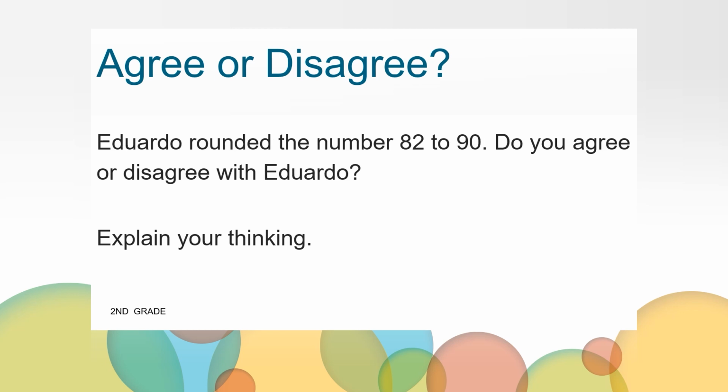Eduardo rounded the number 82 to 90. Do you agree or disagree with Eduardo? Explain your thinking. I disagree. 82 is only 2 numbers away from 80, and it is 8 numbers away from 90. So 82 should round down to 80.